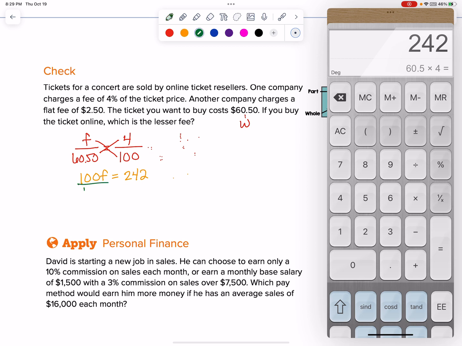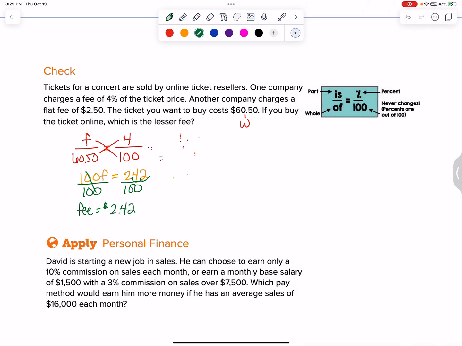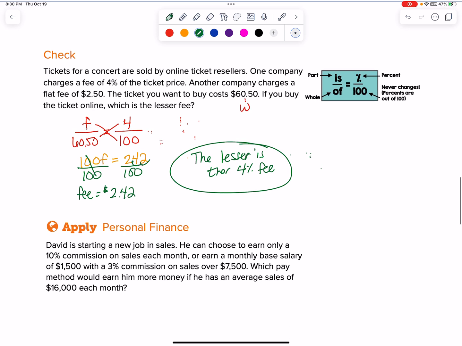Isolate your variable, divide both sides by 100, and so we have a fee of $2.42. All right, so which is the better deal, the 4% fee or the $2.50 fee? Which is the lesser? The lesser is the 4% fee. And there we go. There's our answer. Always answering the question.